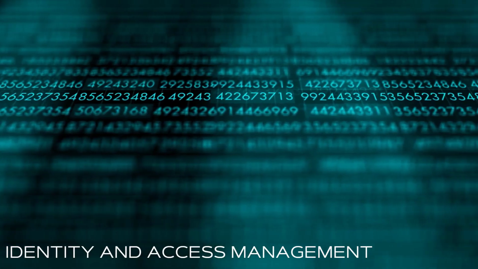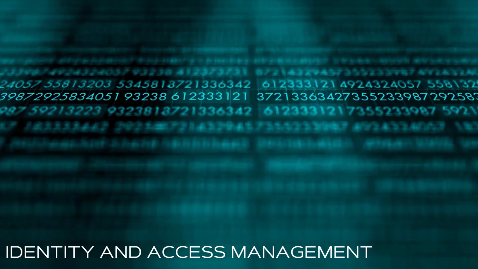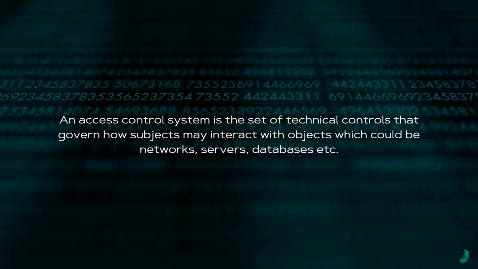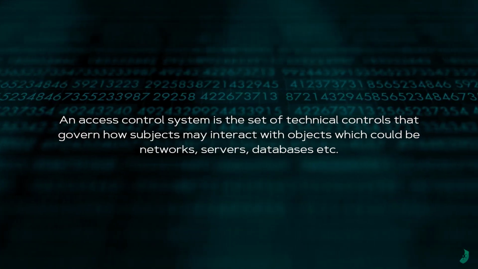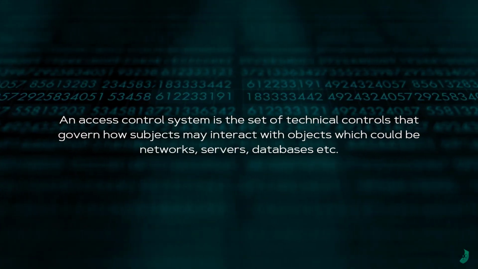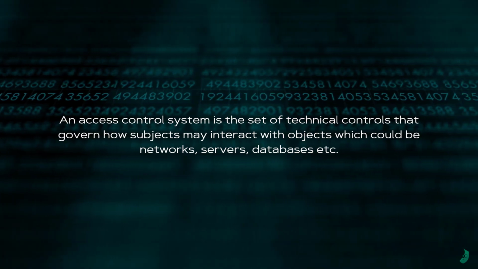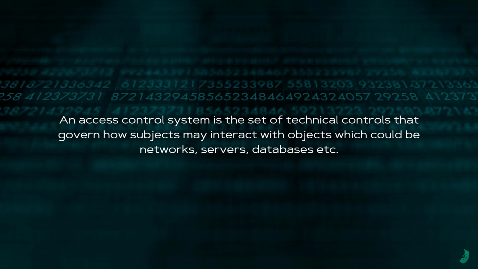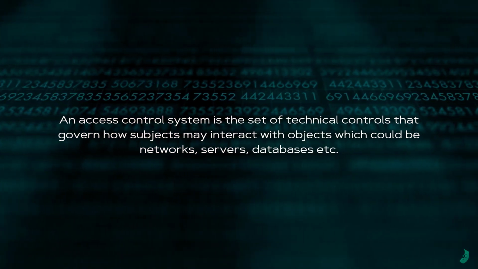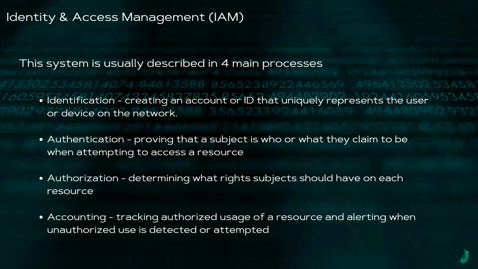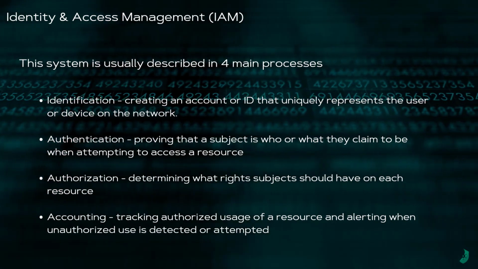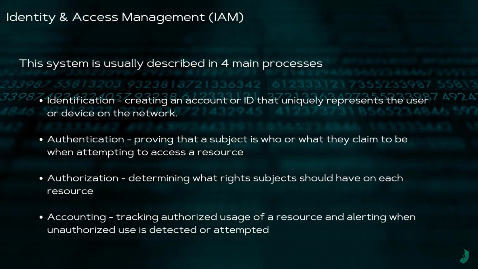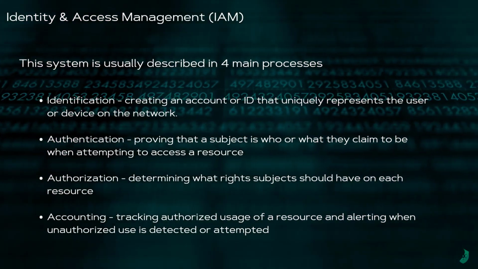Let's talk briefly about identity and access management. An access control system is the set of technical controls that govern how subjects, basically end users, may interact with objects, which could be networks, servers, databases, and so on. Now, an identity and access management system is usually described in four main processes.